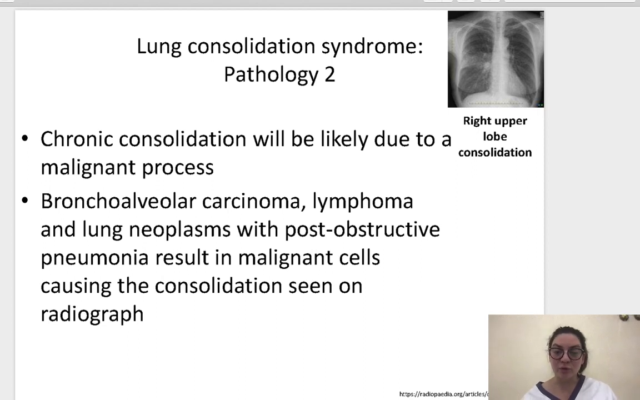If you remember topographic anatomy, you remember where the projection of the right upper lobe is, and in this region you see the place of white coloration, and we understand on this chest X-ray that it is a place of lung consolidation.